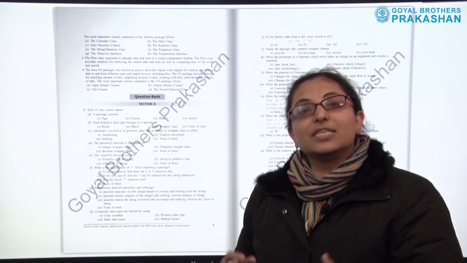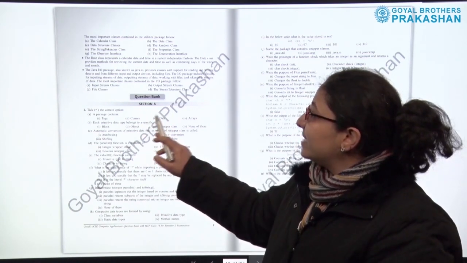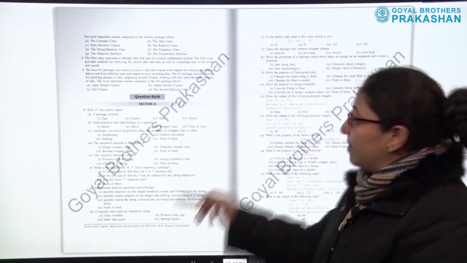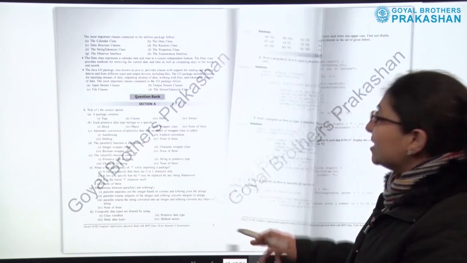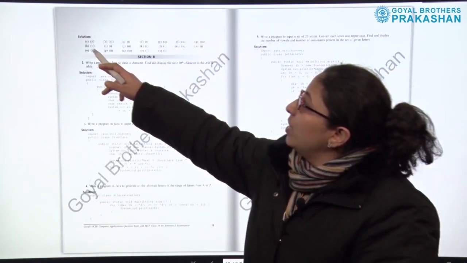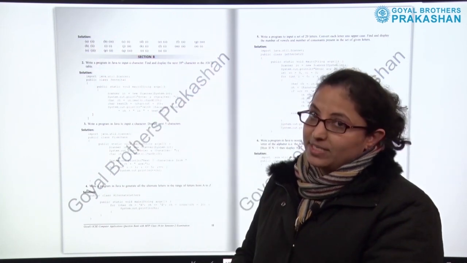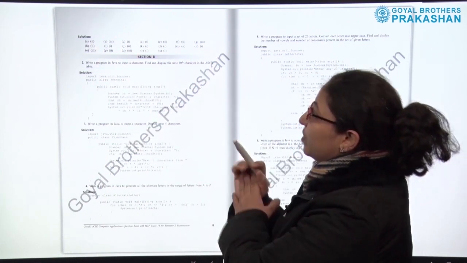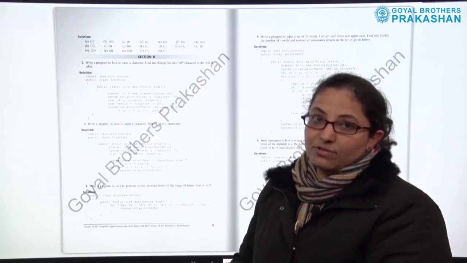The question bank is a solved question bank and various sections are there. This is section A, the objective type questions. These are all multiple choice questions. The solutions are given along, you can see all the solutions are given here for the multiple choice questions. After that, this is section B. Again, all the questions are accompanied with the solutions.